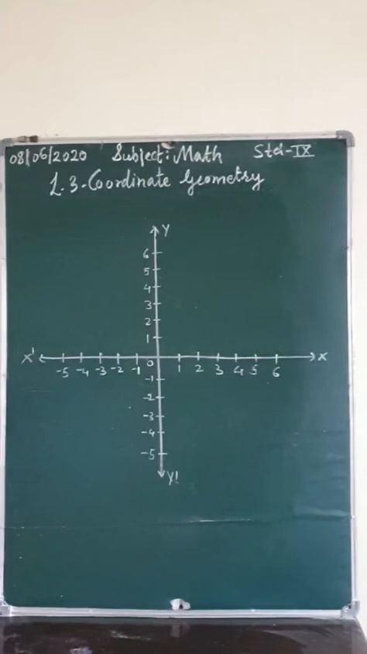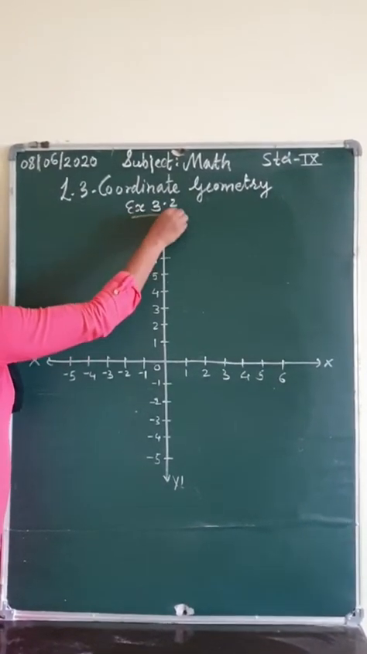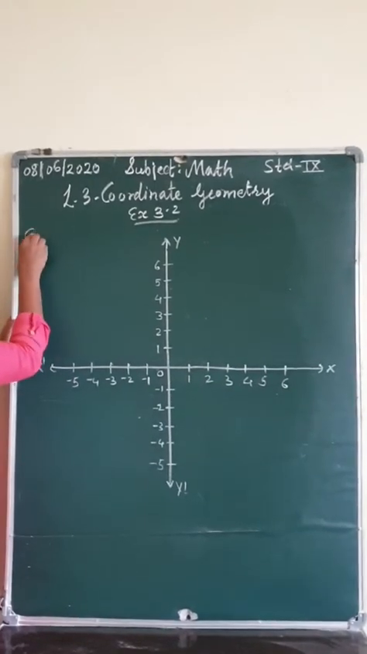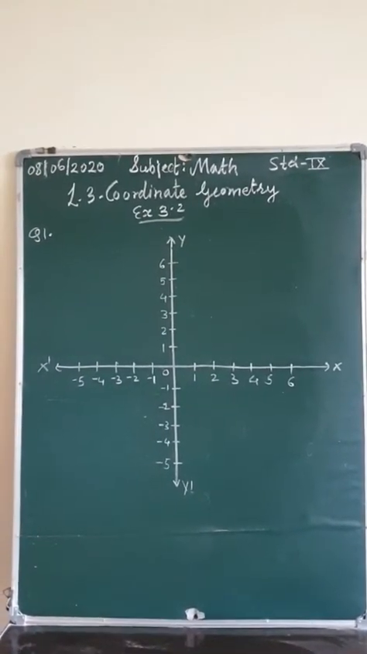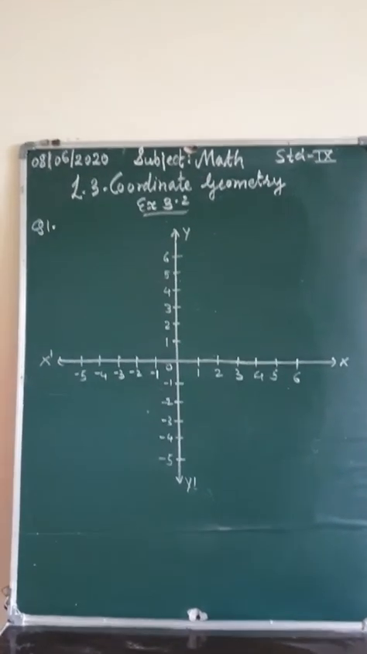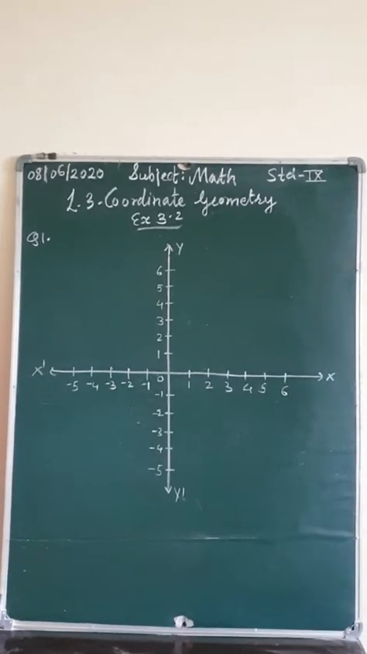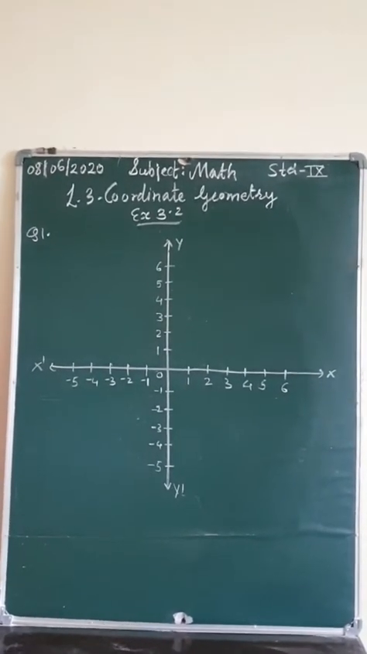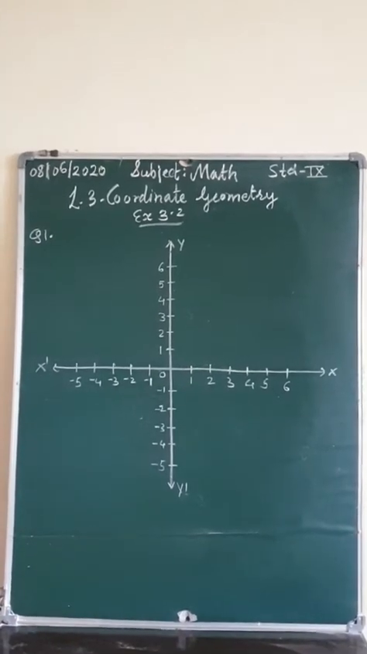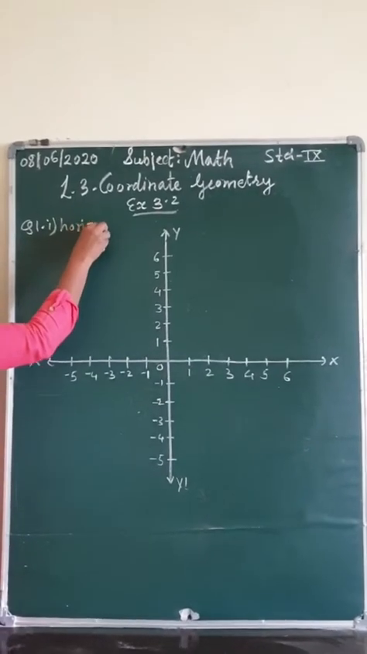Now we will see exercise 3.2. In exercise 3.2, we have question 1 where we have sub-questions first, second and third. Question number 1 is: what is the name of the horizontal and vertical lines drawn to determine the position of any point in the Cartesian plane? So here, what is the horizontal line called?